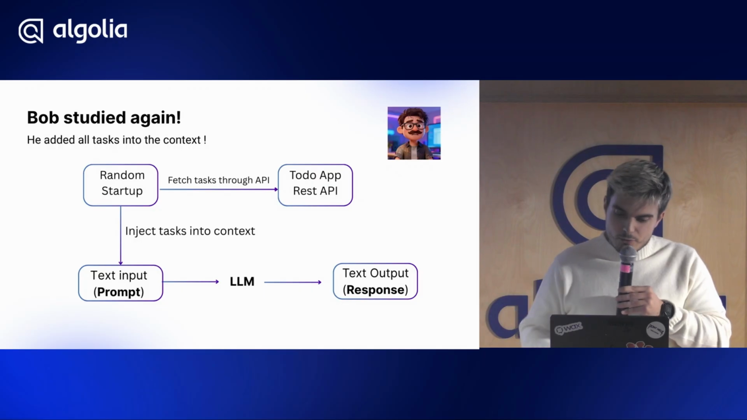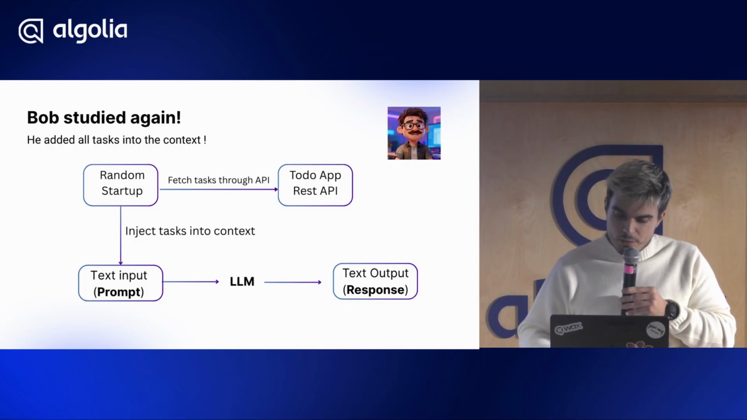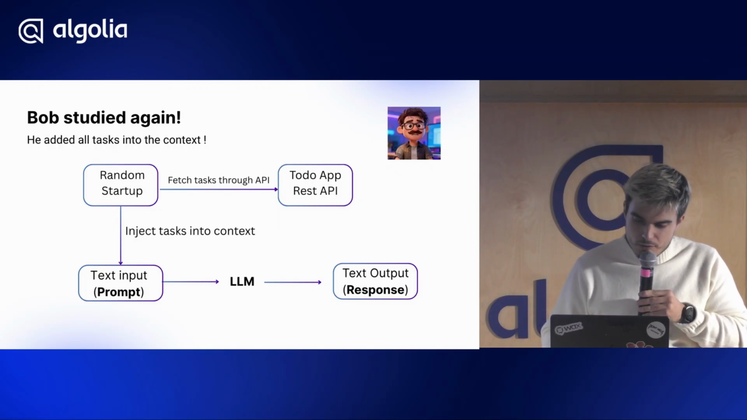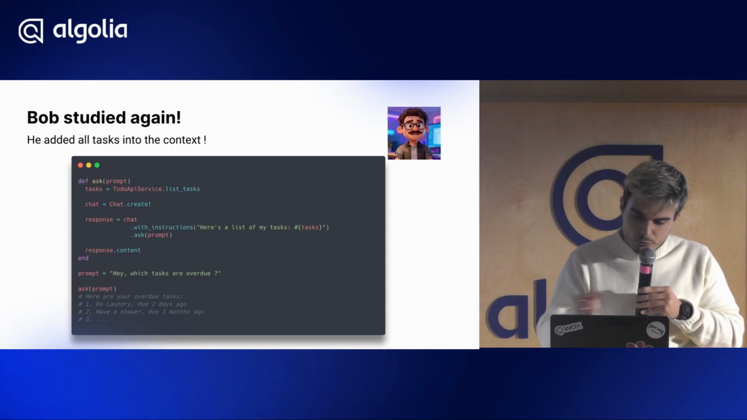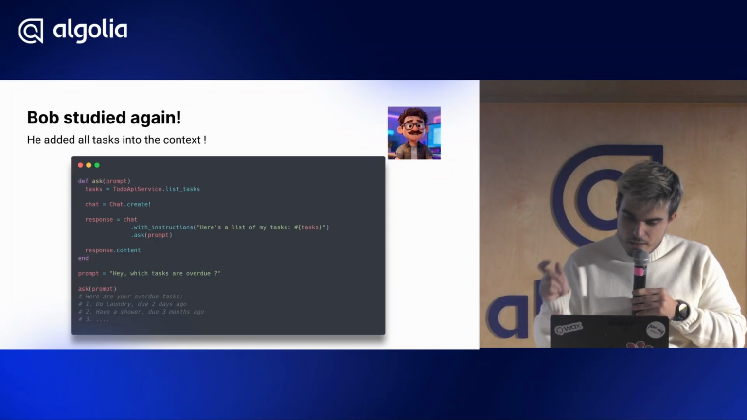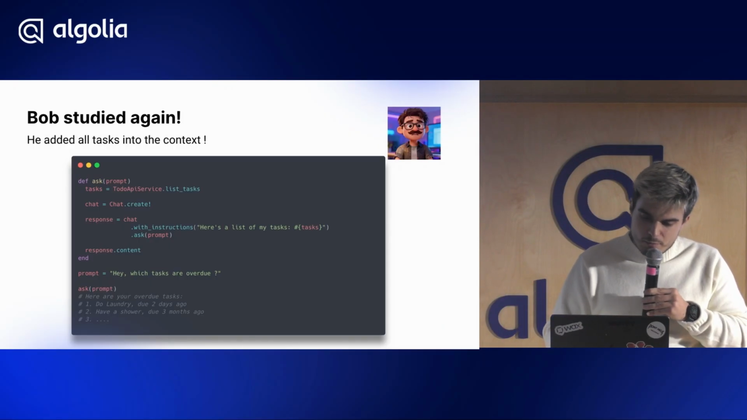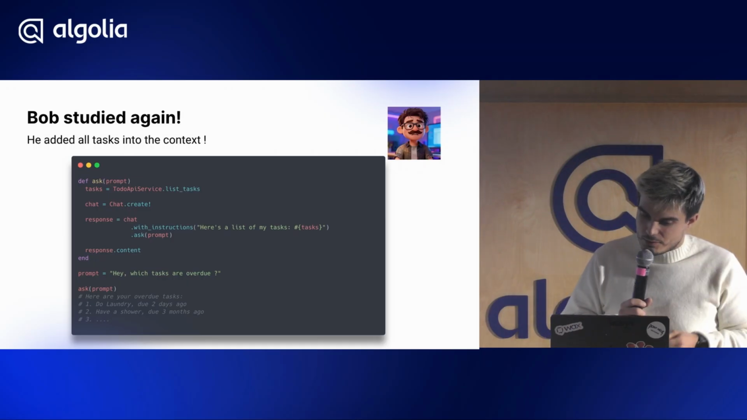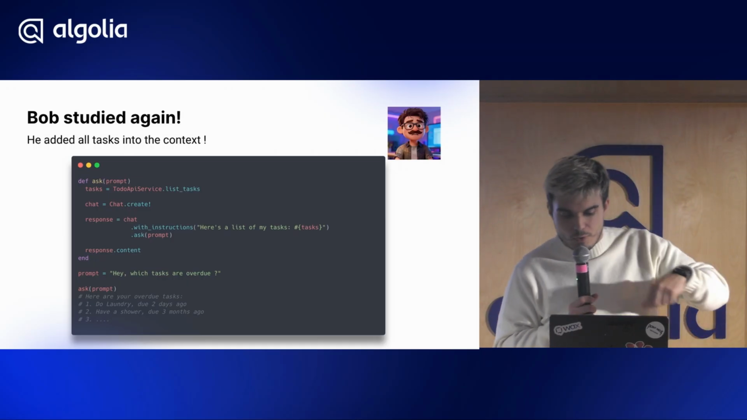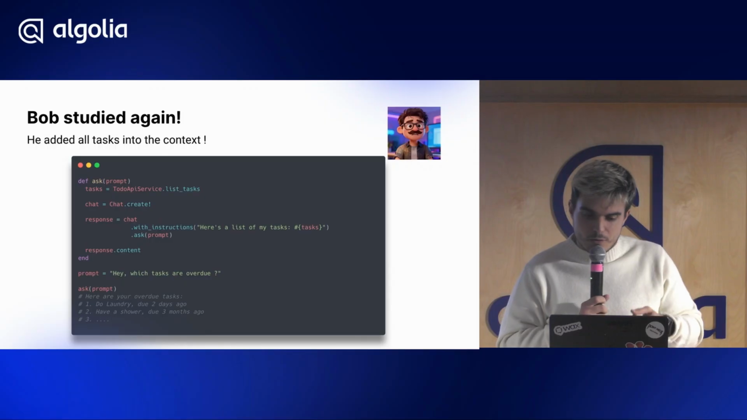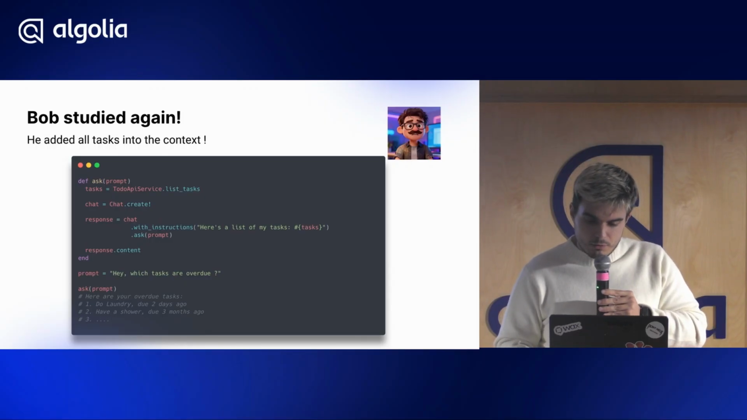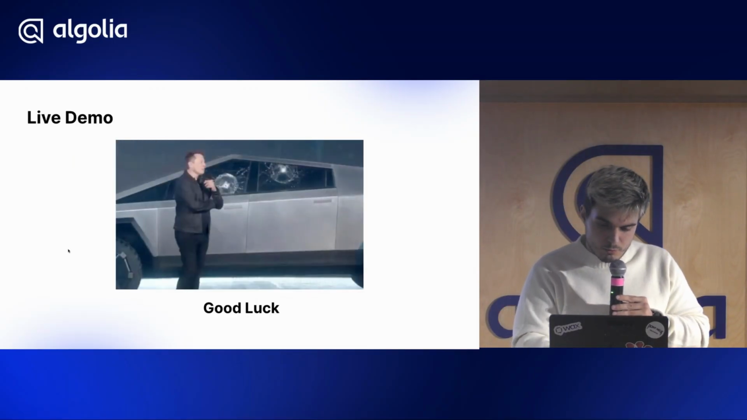So he goes with the same flow, but this time with an API, and injects the tasks into the context. He tries that. It works. So he gets the API, he injects it into the context, but he adds it this time in the instructions. So when he does chat with instructions, it adds an instruction to the prompt. And he does another live demo, very quick.